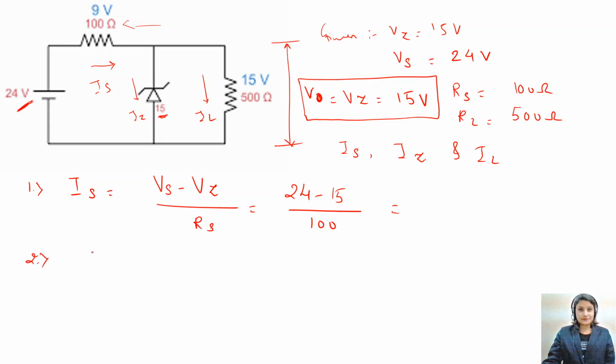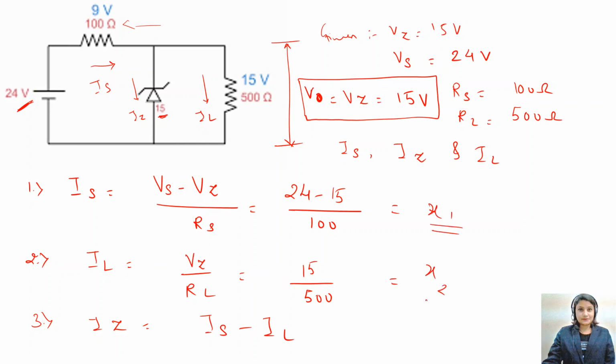Point number 2, I will find out the load current. The load current is Vz upon the value of RL, that is 15 upon 500. Solve this value, and finally the Zener current will be Is minus IL. Say the first value is x1 and this one is x2. Subtract x2 from x1 and you will get the value of the Zener current. Okay. Thank you.